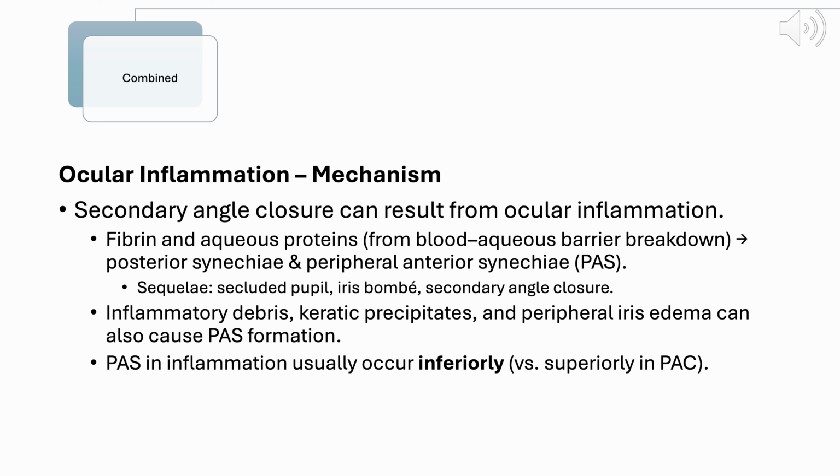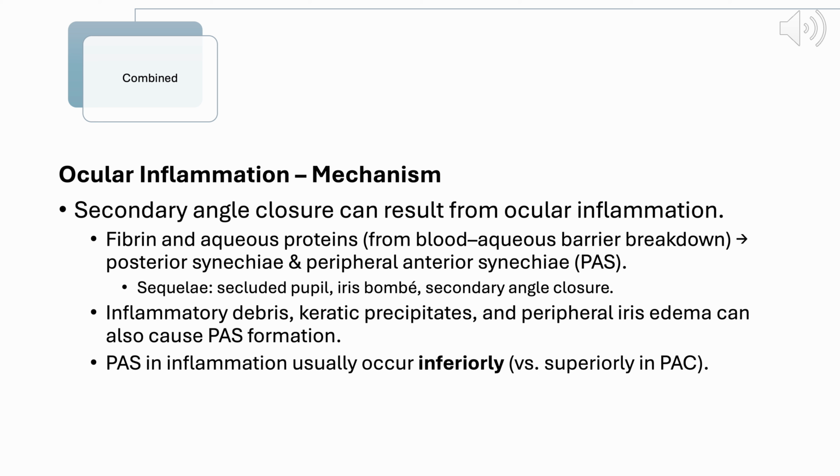Now we move into combined mechanisms. First one, we will talk about ocular inflammation, which can lead to secondary angle closure through several mechanisms. When the blood-aqueous barrier breaks down, fibrin and proteins accumulate in the anterior chamber. This promotes the formation of both posterior synechia and peripheral anterior synechia.